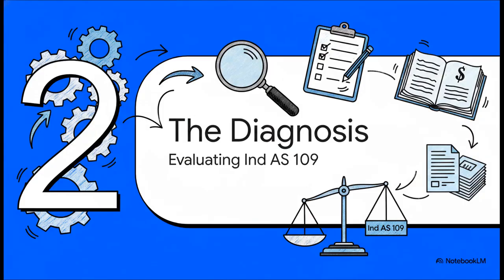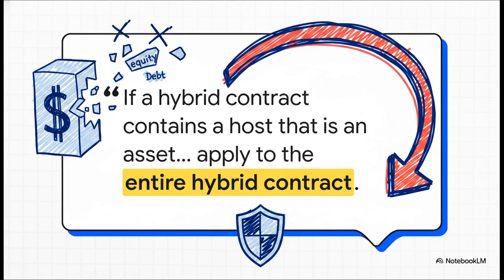Which brings us right to Section 2, the diagnosis, evaluating Ind AS 109. So let's pull out the rulebook. The standard gives us absolute clarity on this. Ind AS 109, specifically paragraph 4.3.2, explicitly states that if a hybrid contract contains a host that is an asset within the scope of the standard, an entity shall apply the requirements to the entire hybrid contract.